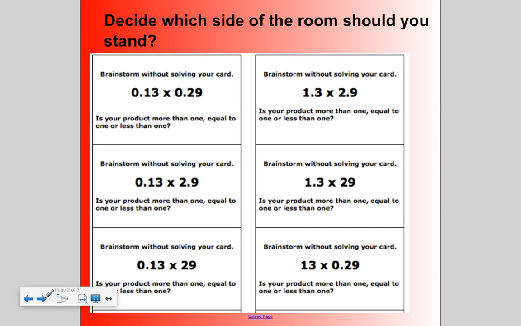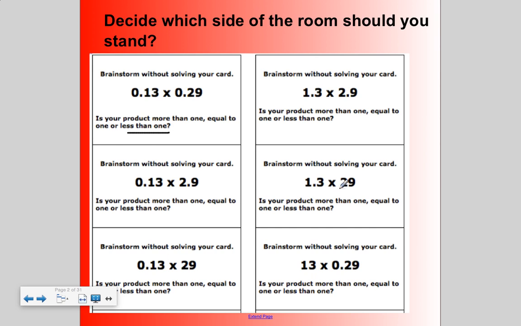So in our next activity, students will be given a card. Brainstorming, they will think about the card without work, mentally using number sense. Is it more than 1, equal to 1, or less than 1? If I look at this example, I multiply the hundredths times the hundredths. That means I know the answer is going to be in the 10,000ths place, and really tiny, because it's almost like multiplying 0 by 0. So I predict this would be less than 1.